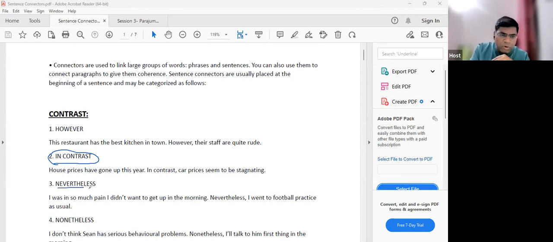Nevertheless, this is a more appropriate adverbial conjunction. I was in so much pain, I didn't want to get up in the morning. Nevertheless, I went to football practice as usual. Yesterday, I was very tired. I came back from the party at 10 p.m. I nevertheless dropped a message to my boss regarding all my work, something like this.